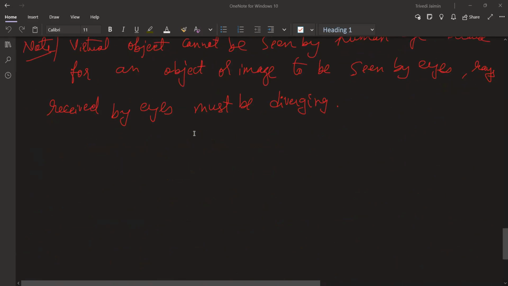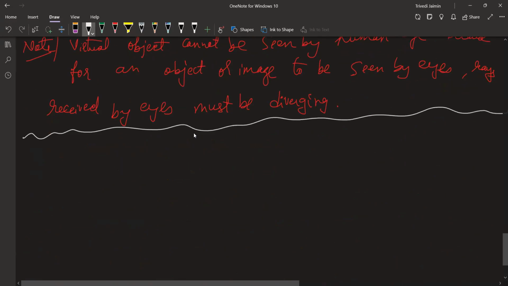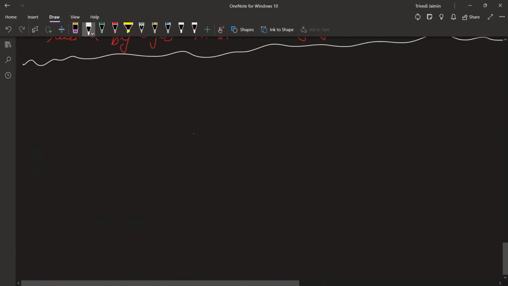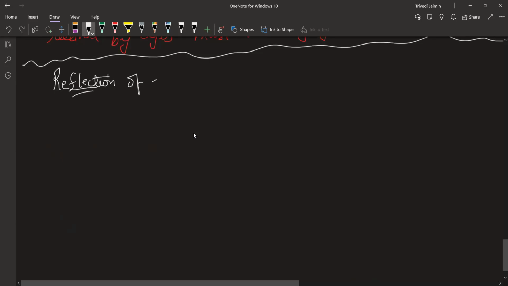Now today we'll discuss reflection of light. What do you mean by reflection? Bouncing back of light. Okay, and can you give me some easy standard daily example of this one?